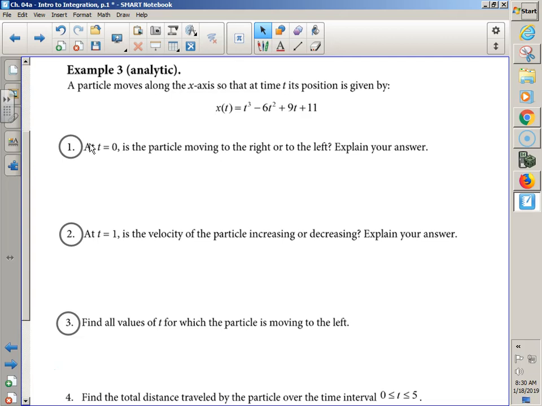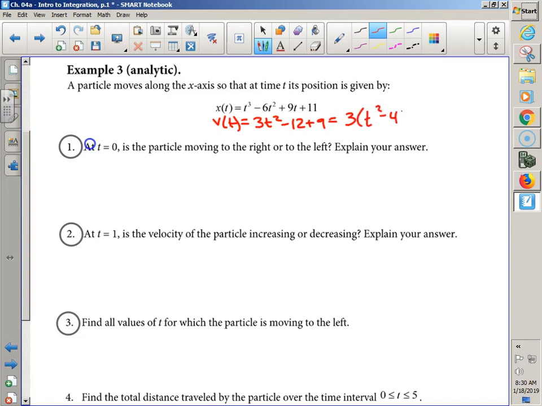Plug in 0 to what? To what? The velocity. And we have to find the velocity first, right? So to find velocity, actually, we might use velocity more than just right there. So maybe we'll find it here. Velocity is equal to, did you guys get 3t squared minus 12t plus 9? Did you keep going because you thought maybe it might be helpful to pull out the 3 and get t squared minus 4t plus 3? Did you keep going because you thought it might be helpful to get t minus 1 and t minus 3?